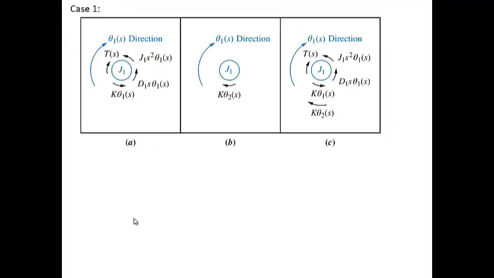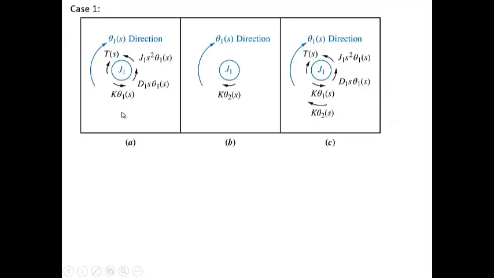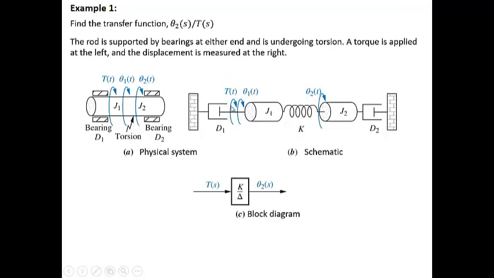By solving this kind of example, you need to consider two cases. The first case is when you consider the first system, and the second case we consider the second system, which is your J2 there. So this is your first one. You have your Tt and theta 1t.